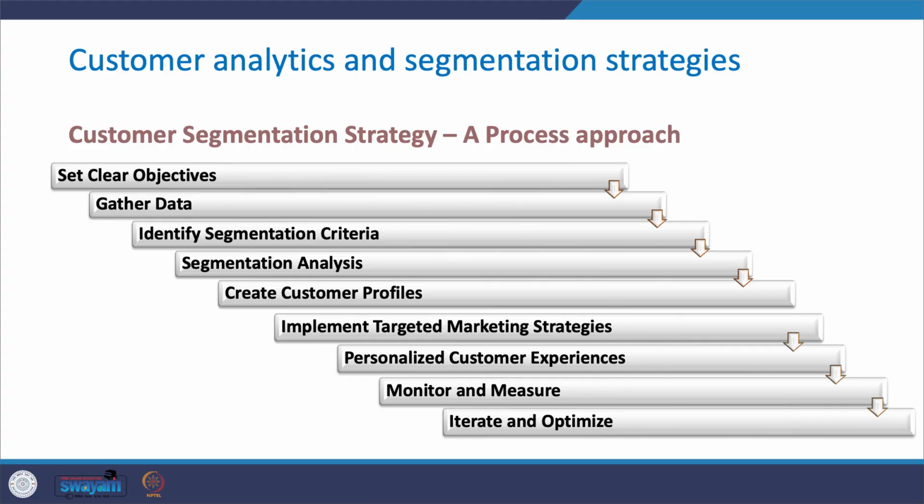Next step is implementing targeted marketing strategies. Tailor your marketing strategies for each segment. This could involve personalized messaging, customized promotions, and even specific product recommendations. Ensure that your marketing channels align with where your target segments are most active.